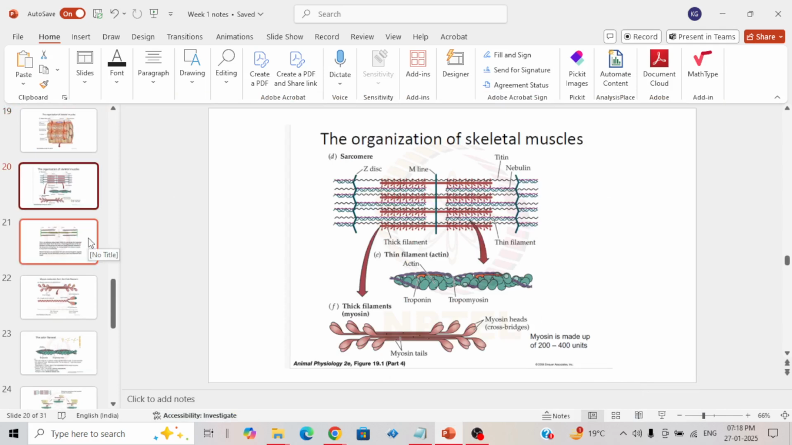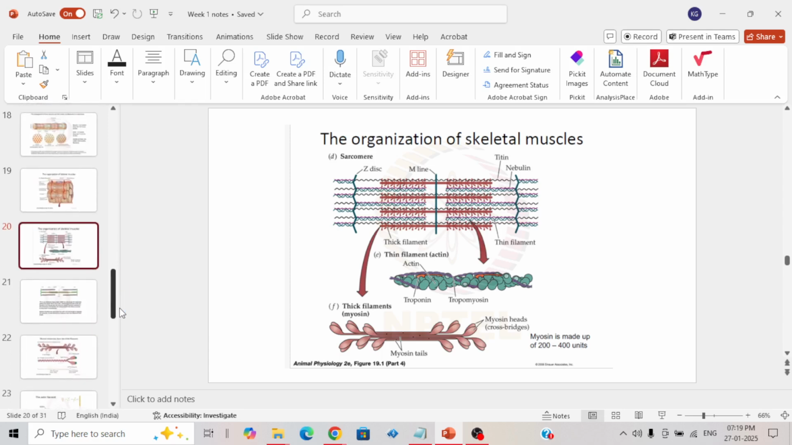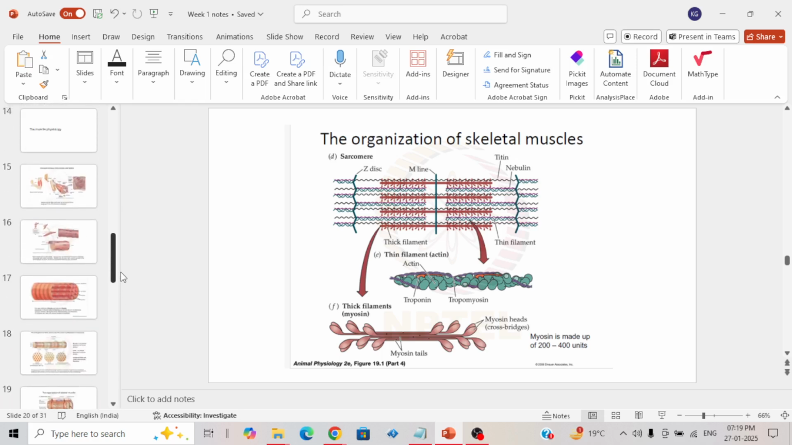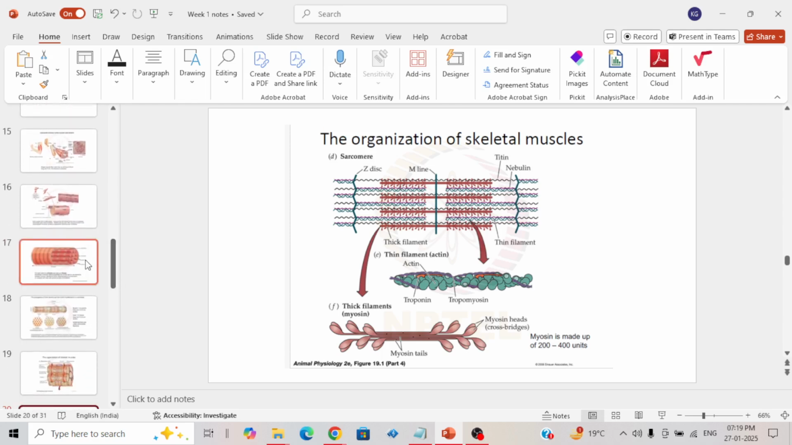Everyone got the muscle contraction part clearly? If there is some confusion, they can tell me. I can explain the cycle again. The sliding filament theory, or the contraction mechanism of skeletal muscle. Any confusion, they can ask me.